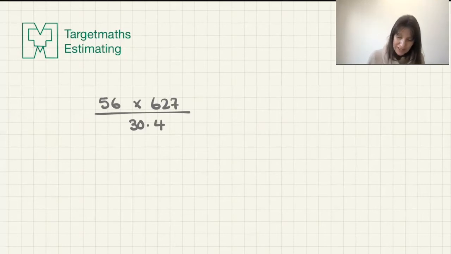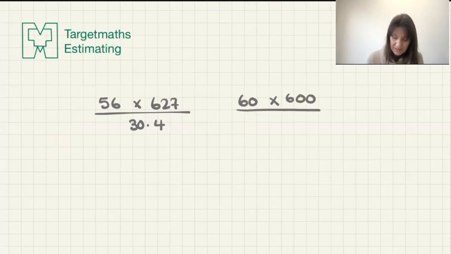Okay, so I'm going to round all these numbers. So 56 is going to round to 60, okay? That 6 is going to create an add 1. I've then got times 6. The 2 has no impact, change everything to zeros. And that is all over 30. That 4 isn't going to have any impact whatsoever, okay?